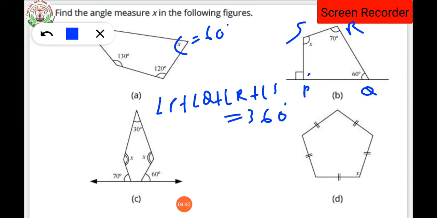So dear students, look at this figure. This is the point P we have, and here outside, the exterior angle is marked as 90 degrees.